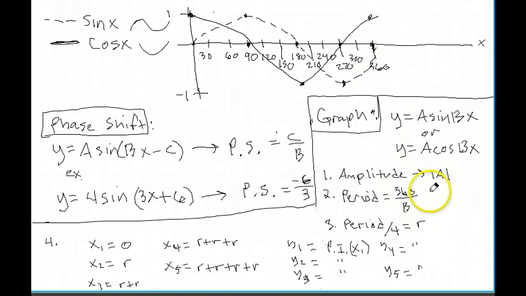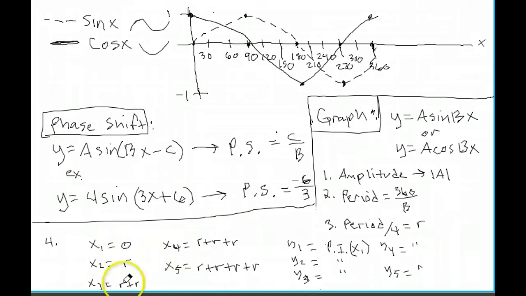Once you get your period, on step 3, you divide your period by 4. So if our period was 360, we would divide it by 4. I'll call it r, because in every problem it's going to be a different period, and so let's just call it r for the formula. It'll make more sense when we go through an actual problem. So the period divided by 4 is r for right now. That's step 3.